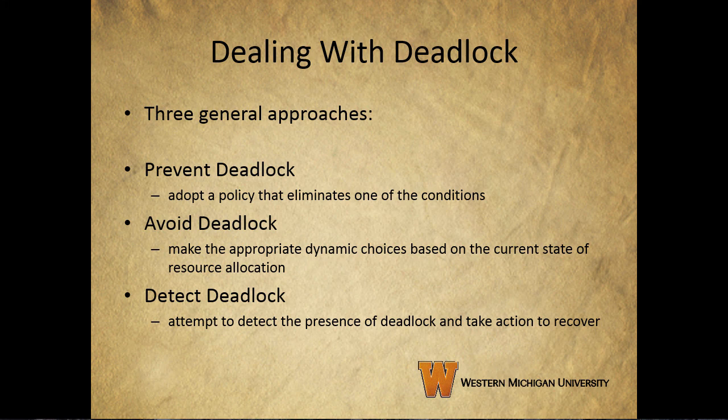So, now that we know what deadlock is, how do we take care of it? How do we deal with this problem? Well, there are three general approaches. We can prevent deadlock, which means to adopt a policy that eliminates one of the conditions. We can avoid deadlock, which means to make the appropriate dynamic choices based on the current state of resource allocation. Or we can detect deadlock, to attempt to detect the presence of deadlock and take action to recover. And that is what we'll be dealing with in our next video.